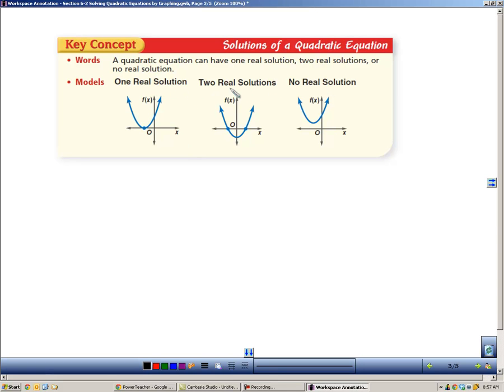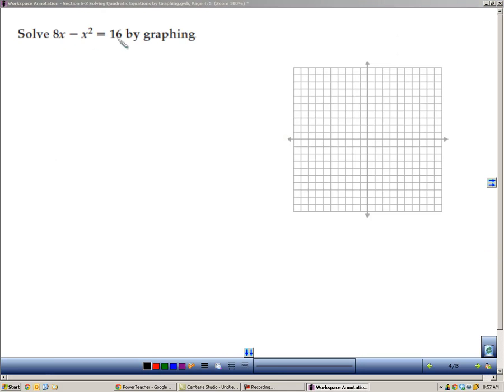You could have one solution, two solutions, or no solutions. Here we're going to solve this parabola by graphing. The first thing that I notice is the parabola is not in the proper order and everything is not on the same side. So I'm going to subtract 16, and then I'm going to rewrite this as negative x squared plus 8x minus 16 equals 0.